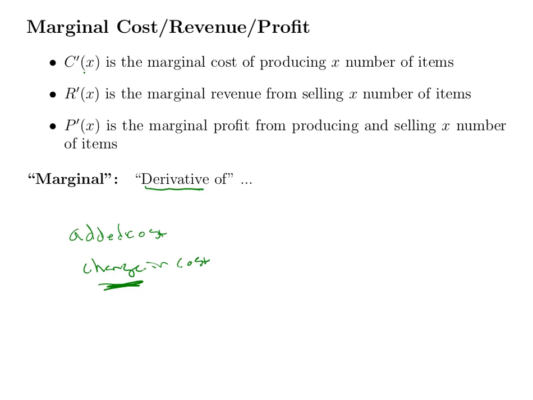And we'll use our regular derivative rules to find that. And that's going to be the marginal cost of producing X number of items. Same thing for revenue. If we are looking at marginal revenue, we're just going to find the derivative of revenue. If you're asked to find the marginal profit, you'll be looking for the derivative of profit.